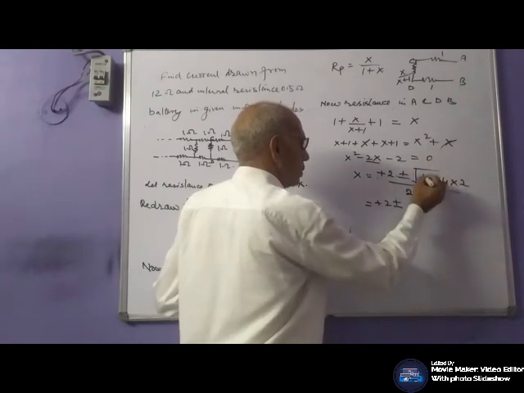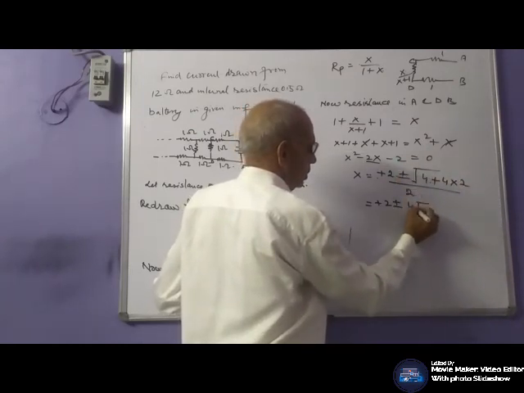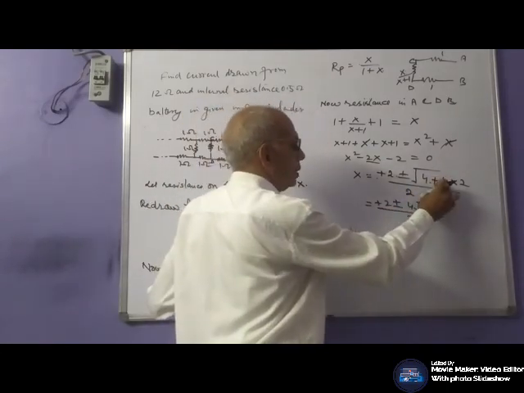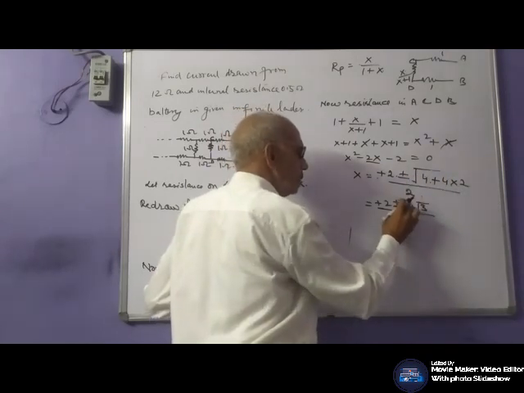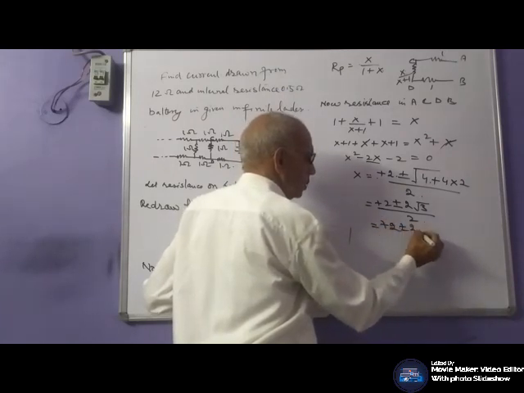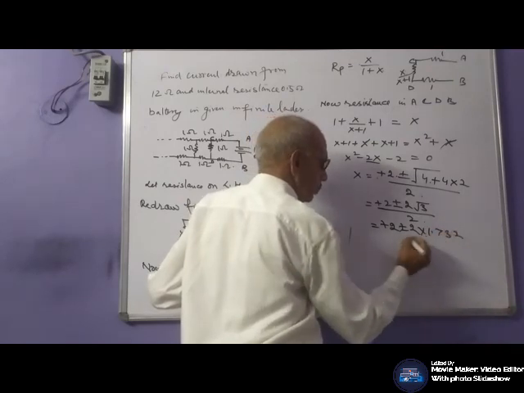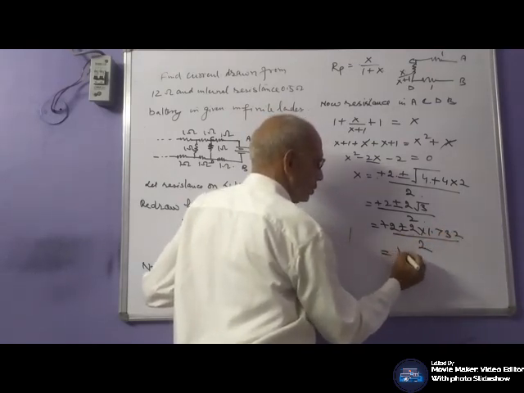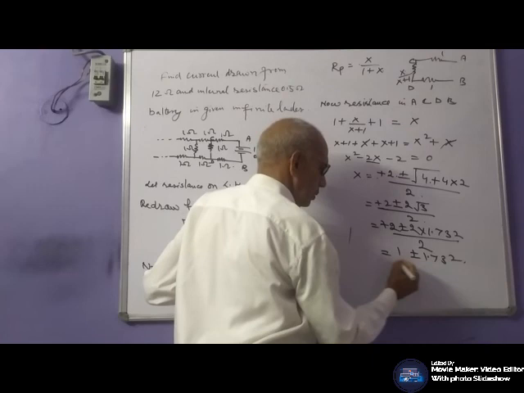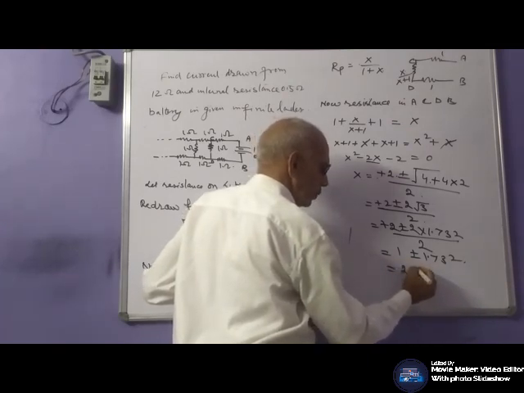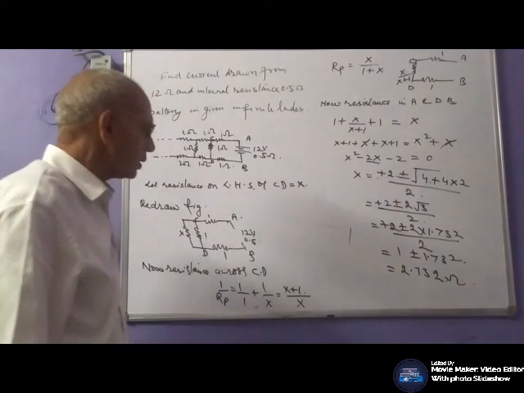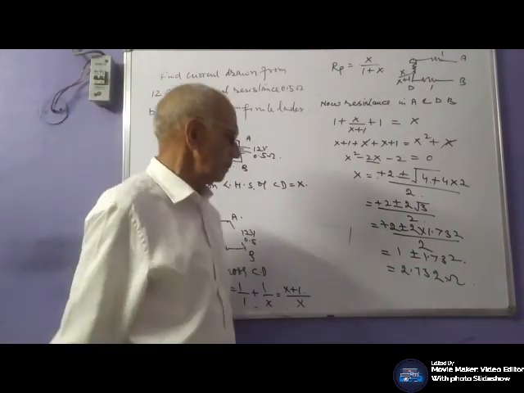It is 12 under the root. 4 outside the root means 2, so root 3, 2 by 2. It is 1 plus minus root 3. It is 2.732 ohm. The other is negative, so it is rejected. So this is X.